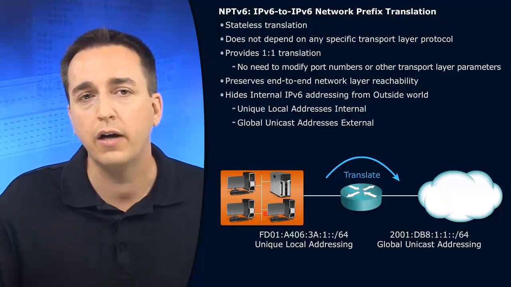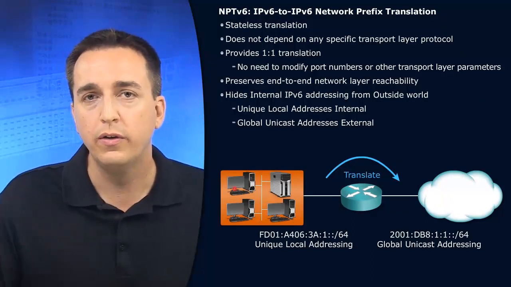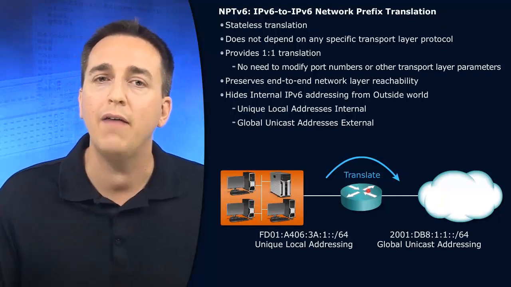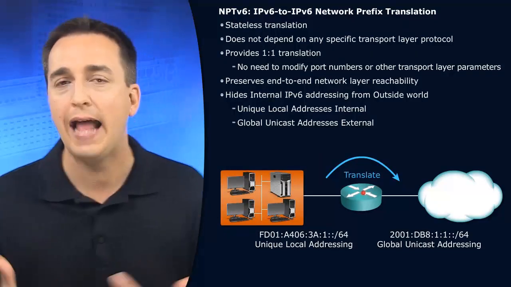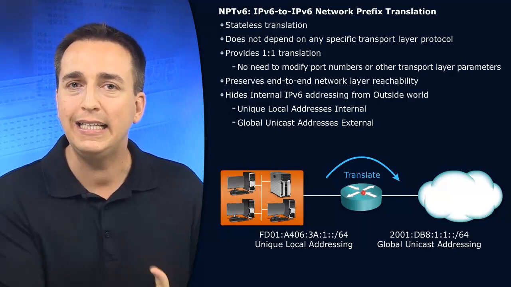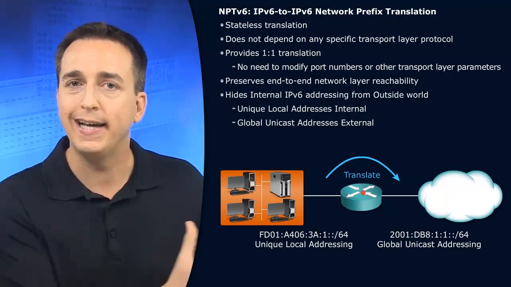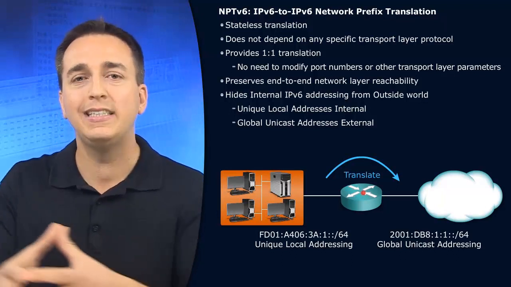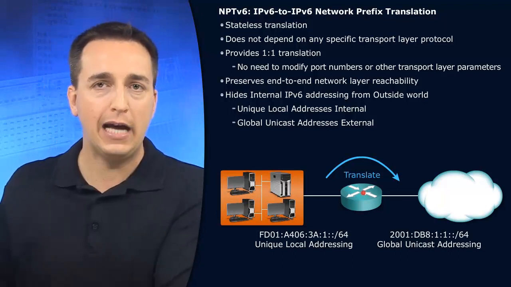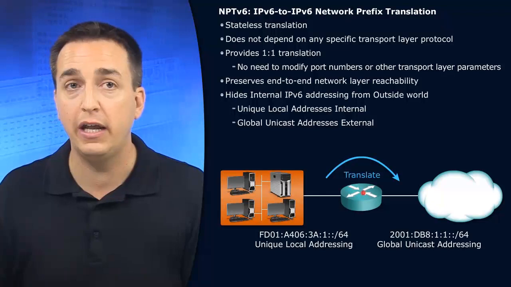So we address our end stations as such. But then we have this router set up to translate addresses. So translate these particular addresses inside our network to these global unicast addresses. So that way they can communicate on the internet.